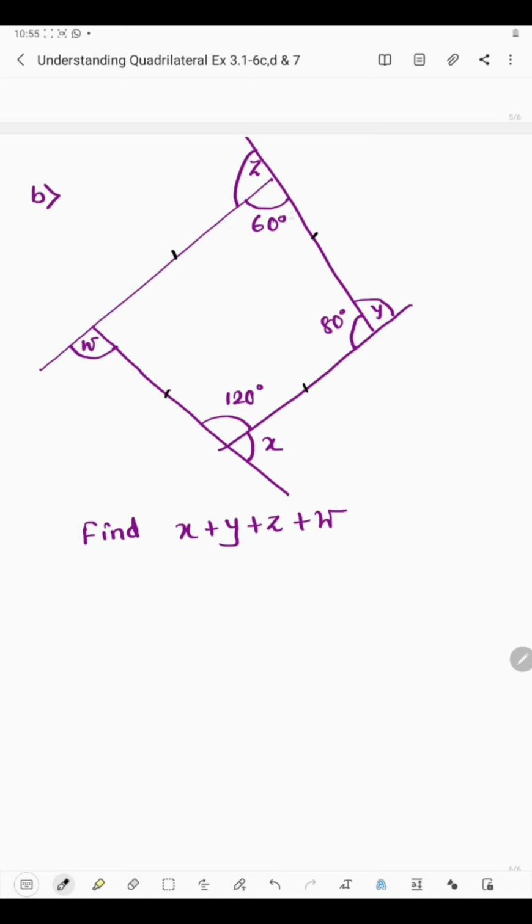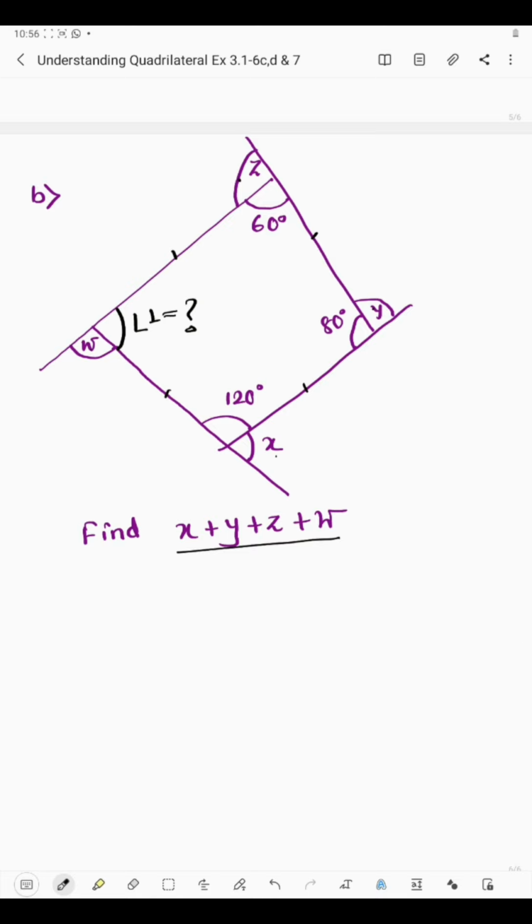Now here see the interior angles 60 degree, 80 degree, 120 degree, and we don't know this angle. Let us consider this is angle 1, because here we will have to find the sum of the exterior angles, because x, y, z, w, these all are exterior angles. So until and unless we get angle 1, we cannot get the value of the exterior angles. So at first let us find angle 1.